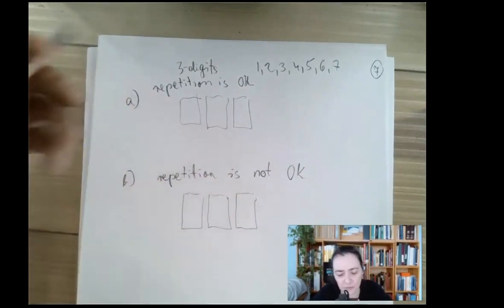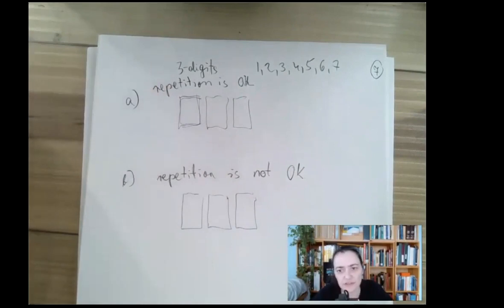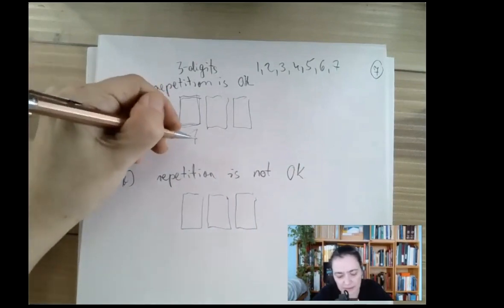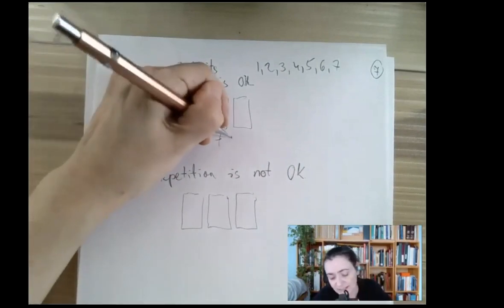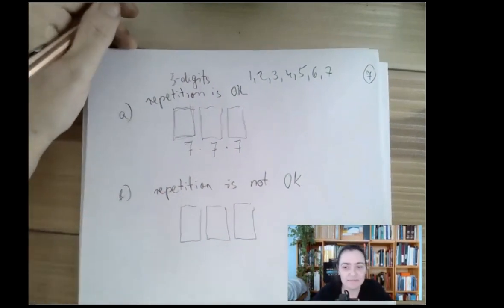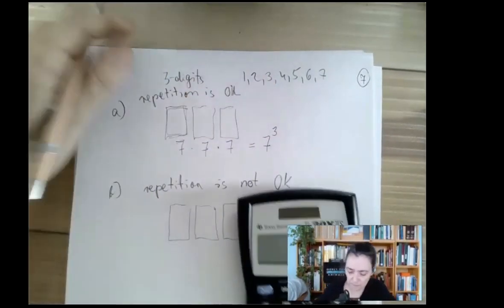How many numbers can we select for the first digit? How many outcomes for the first digit? 7. And if repetition of digits is allowed, then it's 7, 7, 7. We always have any digit that can be used. So it's 7 to the 3rd power.